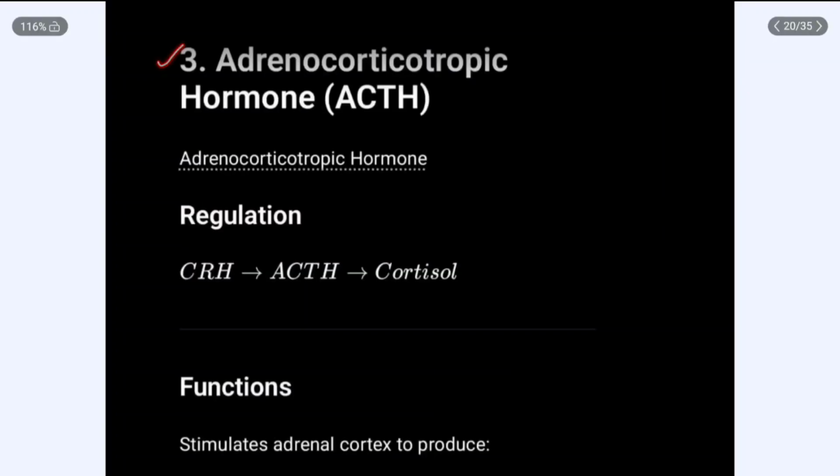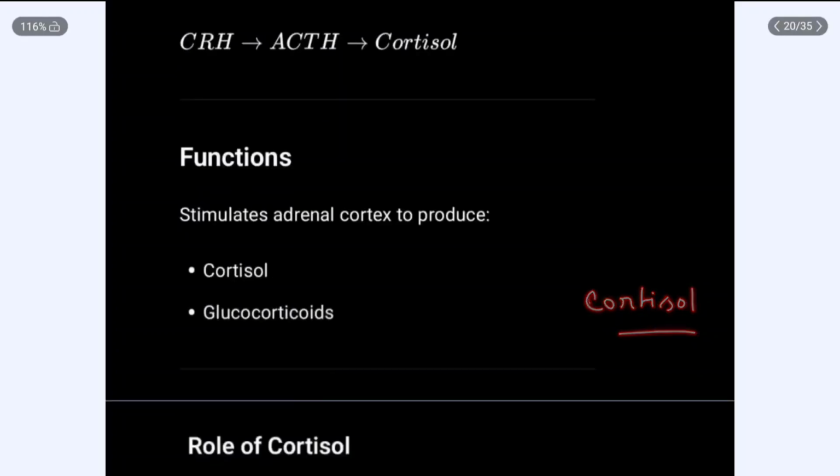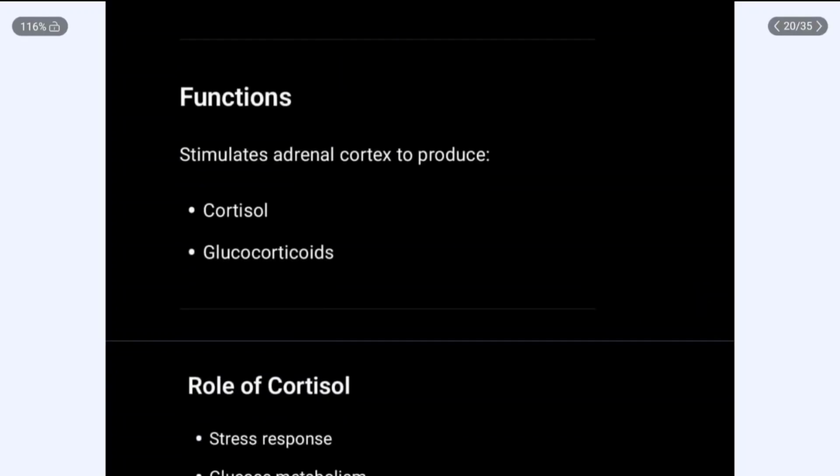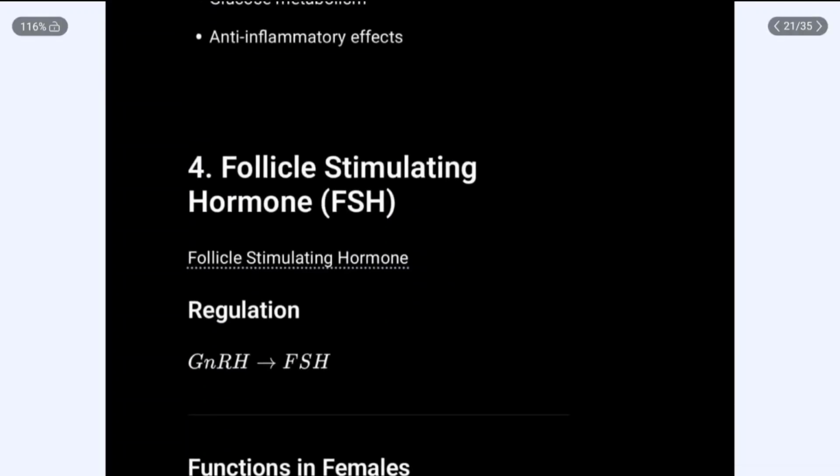Now the third hormone is adrenocorticotropic hormone, which is also called ACTH. Now the corticotropin releasing hormone induces the secretion of ACTH, which in turn stimulates the adrenal gland to secrete cortisol. What is the function? It stimulates the adrenal cortex to produce cortisol and glucocorticoids. Role of cortisol: number 1 is stress response, glucose metabolism, and it also shows anti-inflammatory effects.